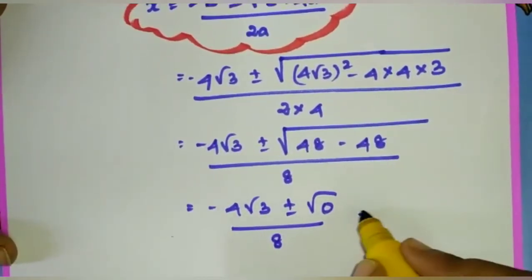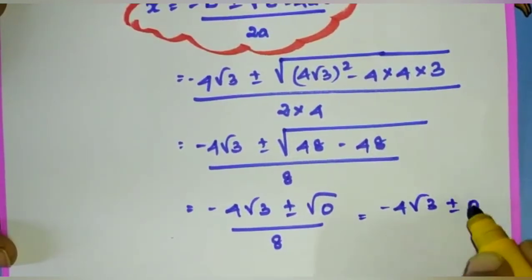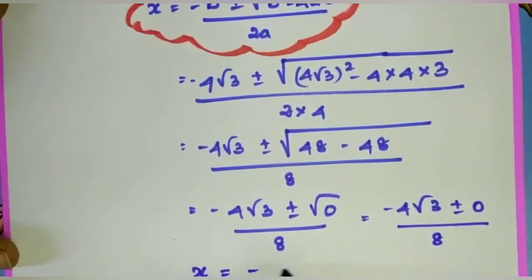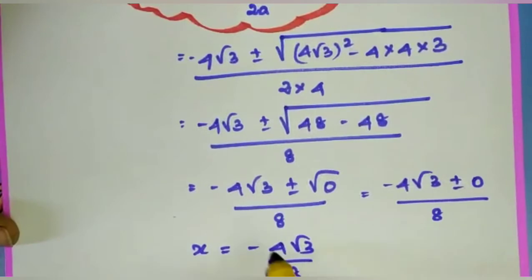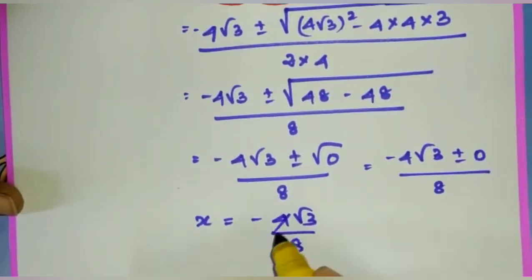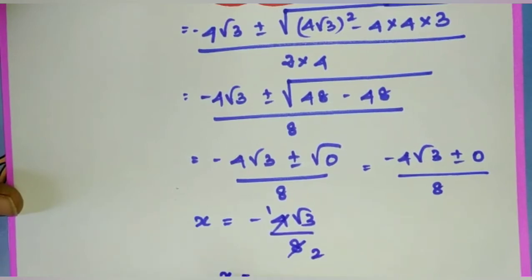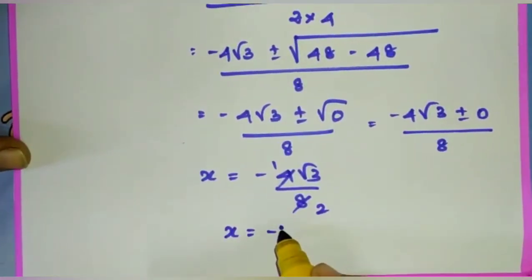Root 0 is what? Minus 4 root 3 plus or minus 0 divided by 8. So x is equal to minus 4 root 3 divided by 8. We can cancel this 2, no? How many times we can cancel? 2 times. So x is equal to minus root 3 divided by 2.